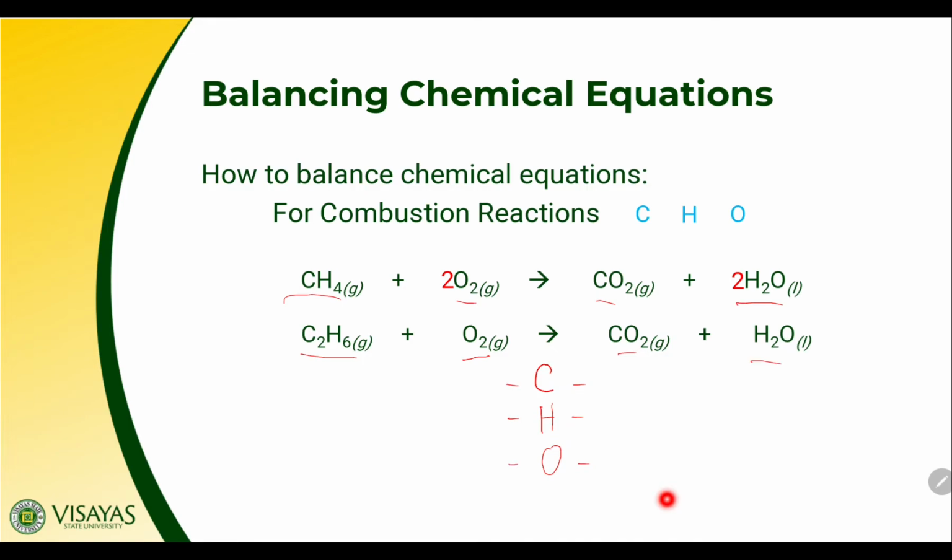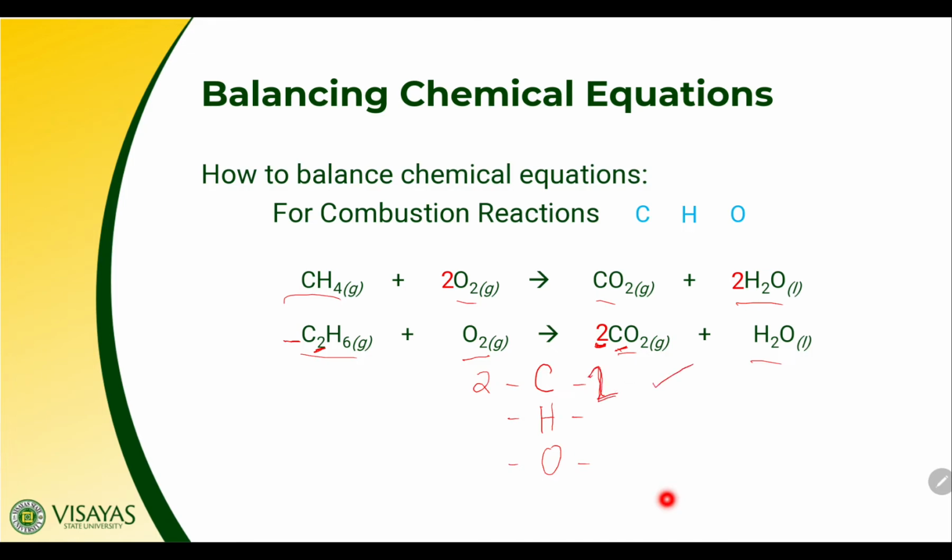Okay, so on the reactant side, we have how many carbon atoms? We have 2 times 1 in the coefficient, so we have 2 carbon atoms. On the product side, we have 1 times 1, so we have 1 carbon atom. So what we do here is we add the coefficient 2 for carbon dioxide. Okay, because when we multiply 2 by 1, we now have 2 carbon atoms.